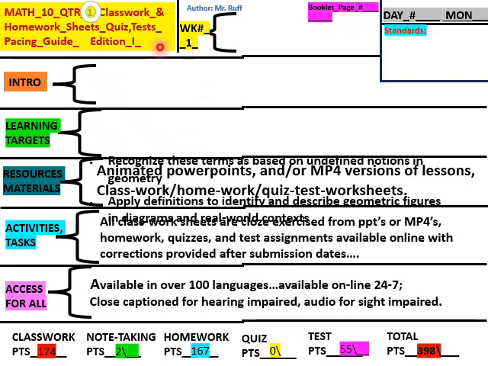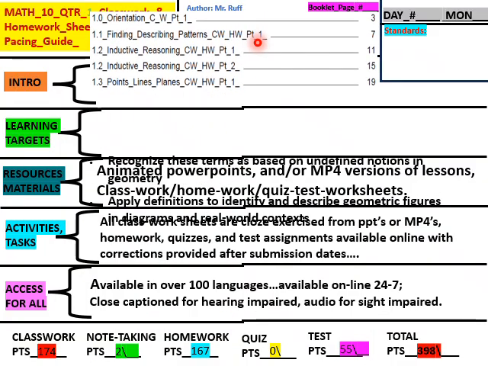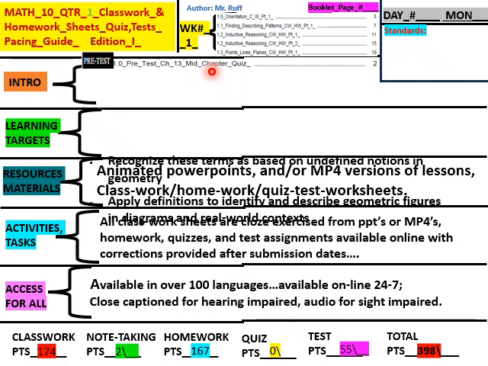Our assignments for week 1 are: after you pass your pretest, students, you go into 1.0 orientation, classwork part 1, 1.1 finding and describing patterns, classwork and homework part 1, 1.2 inductive reasoning, classwork and homework part 1, 1.2 inductive reasoning, classwork and homework part 2, and then 1.3 points, lines, planes, classwork and homework part 1. And then the standards, here's your pretest.